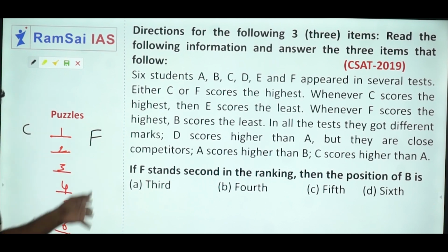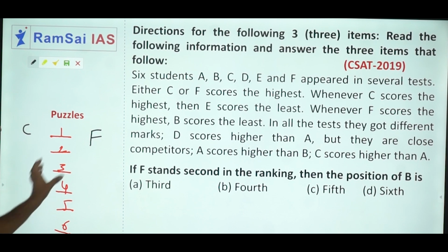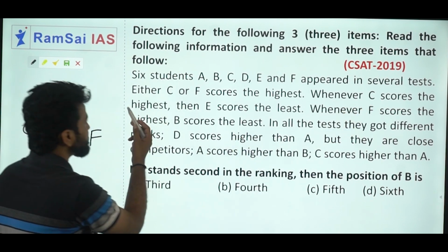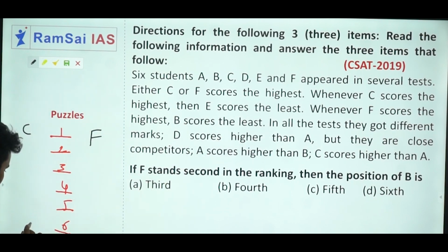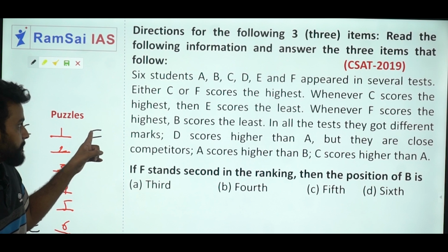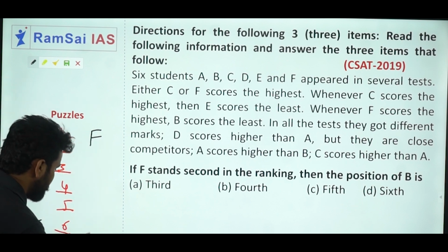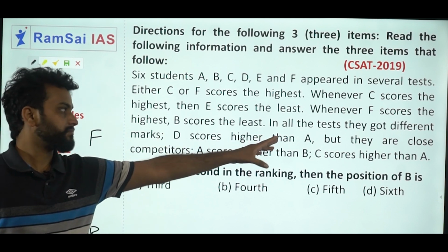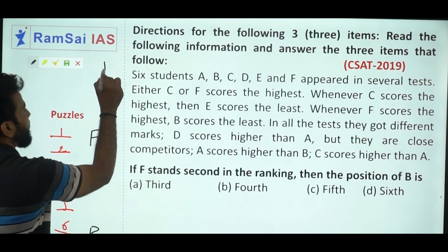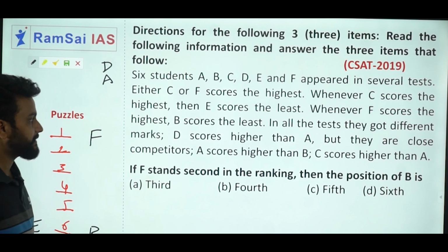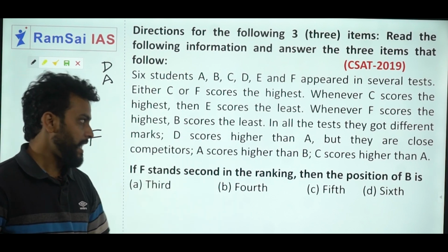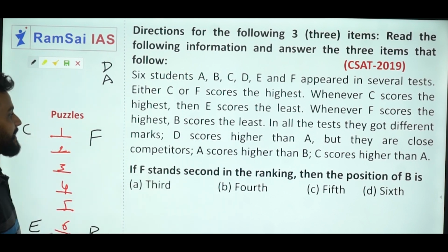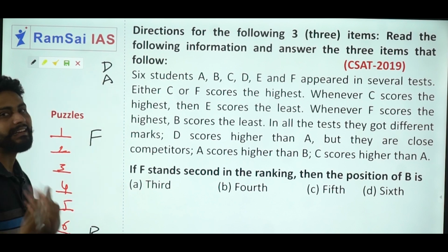So, total 2 scenarios. Whenever C got first rank, whenever F got first rank. See, when C scores the highest, E scores the least. And similarly, whenever F scores the highest, B scores the least. And D scores greater than A and they are close competitors. Fine. Next, A scores higher than B and C scores higher than A.